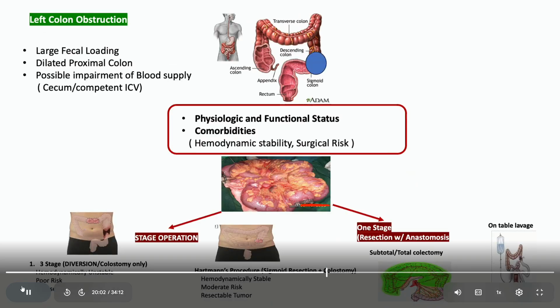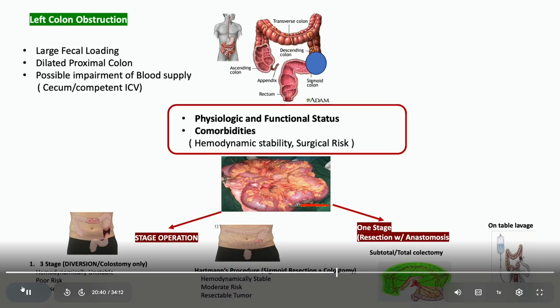Left colonic obstruction is characterized by large fecal loading with markedly dilated proximal colon, thus with a high risk of ischemia, especially in patients with a competent ileocecal valve. The patient's physiologic and functional status and comorbidities dictate the possible surgical management options. For hemodynamically unstable, poor surgical risk patients, a three-stage operation is warranted, by doing colostomy only.